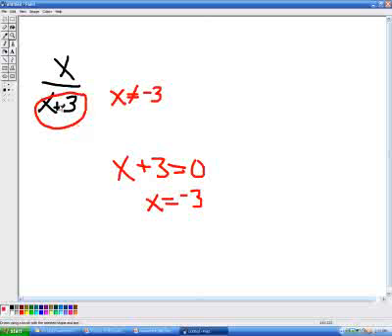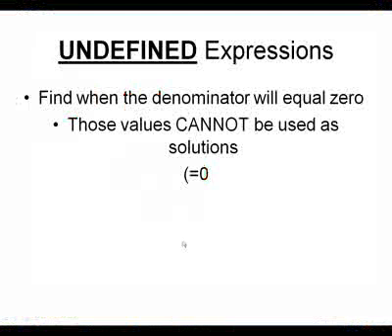You just can't have a 0 in the denominator, and it's not talking about you can't have 0 as x. It's talking about you can't have a total be 0. So x plus 3 cannot be 0. X can be 0, but not the quantity. Okay? All right, let's pop back over here.